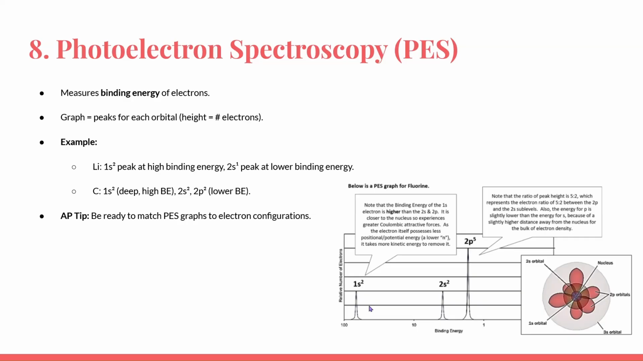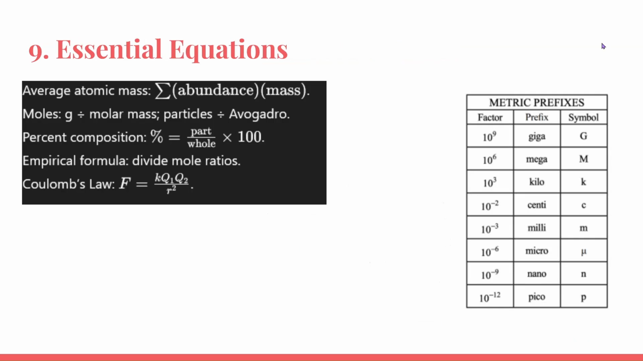And as you can see here, in the 1s orbital, there's 2 electrons, hence why it's at the second line. In the 2s orbital, it's 2 electrons again, hence why it's at the second line. And if you remember, the 2p orbitals' max electrons is 6, but since fluorine only has 5 electrons there, that's why it's at the 5th line. And finally, we have essential equations for Unit 1 of AP Chem.